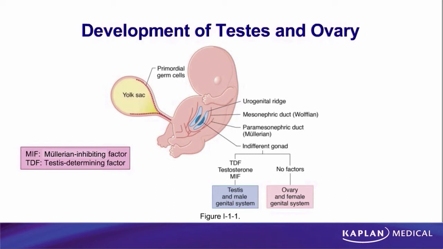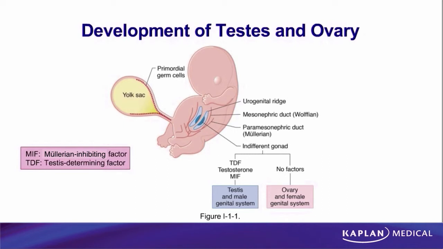An important point to keep in mind is that the reason a male is male is because he has a Y chromosome. And the reason a female is female is because she does not have a Y chromosome. In other words, a female is not female because she has two X's. She's female because she doesn't have a Y.